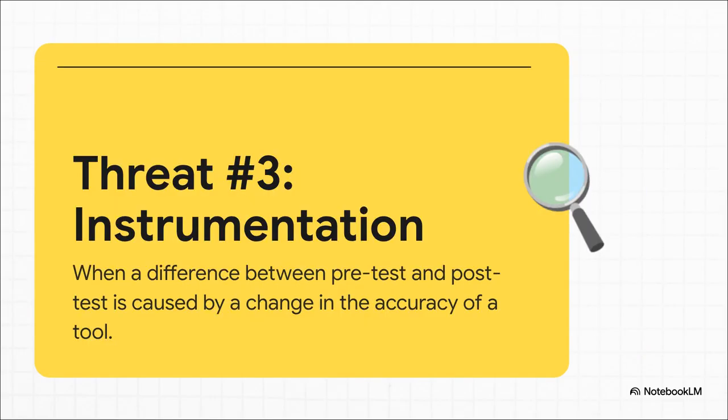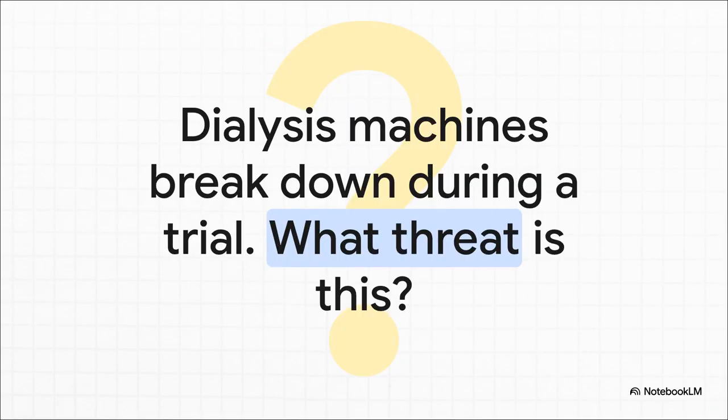This next one is a little more straightforward. It's called instrumentation change, and it's all about the tools you're using to measure things. If your scale or your blood pressure monitor or even the survey you're using changes or breaks halfway through the study, well, then your before and after measurements just aren't comparable anymore. The data's junk. So let's test this out. Think about this scenario. In the middle of a big clinical trial, some of the dialysis machines break down. What kind of threat is that? Well, it's not about the people. It's about the equipment, right? This is a textbook case of instrumentation change.